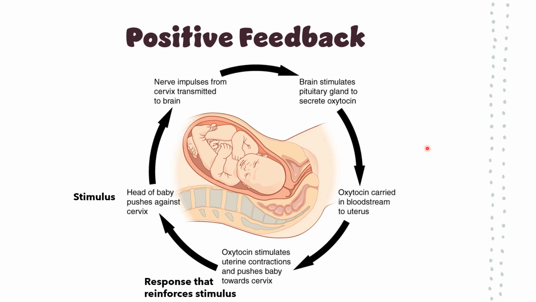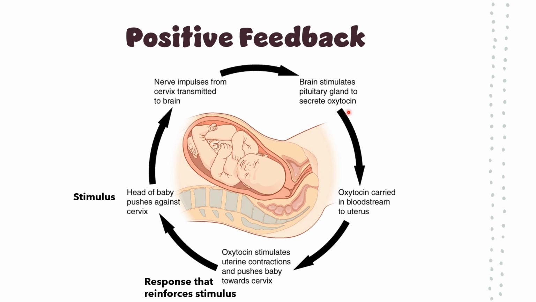Positive feedback is different, and this is not about really maintaining homeostasis, and positive feedback doesn't happen very often. A common example is during childbirth. So the stimulus is over here. So the head of the baby pushes down against the cervix. So this is right before a woman is about to give birth. The nerve impulses from the cervix are transmitted to the brain, which is our modulator.